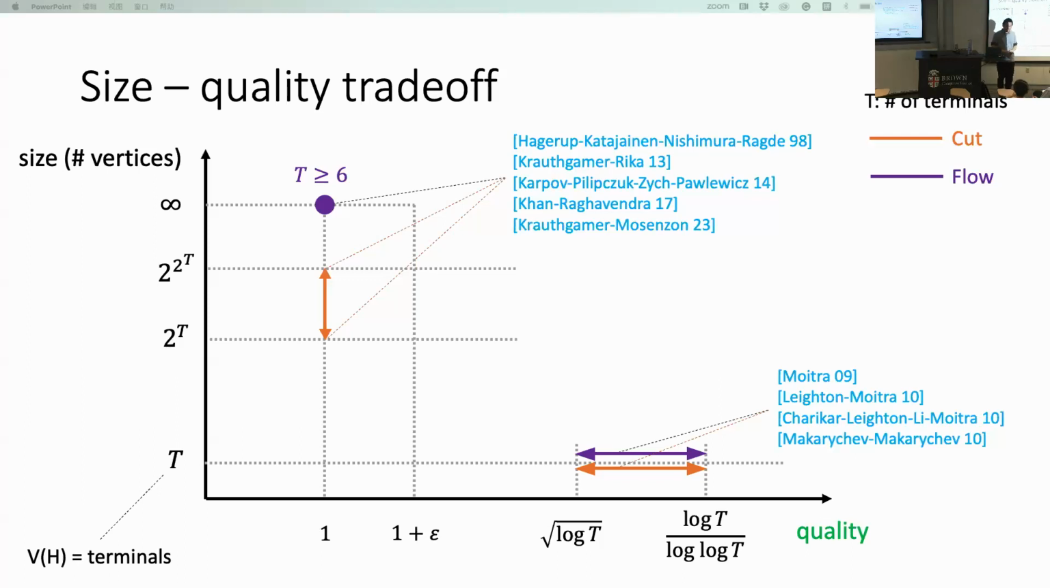I'm curious whether you can achieve both at the same time. Achieving flow automatically gives cut. I see. Oh, okay.